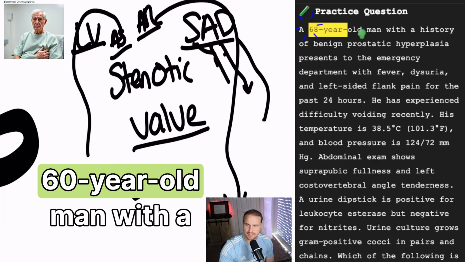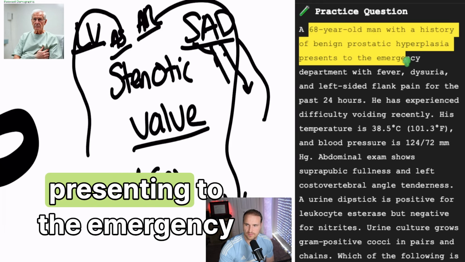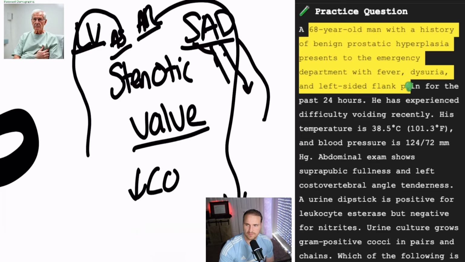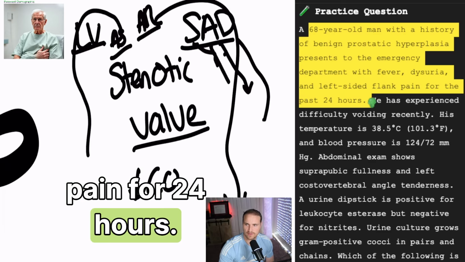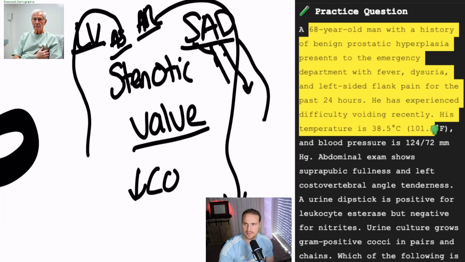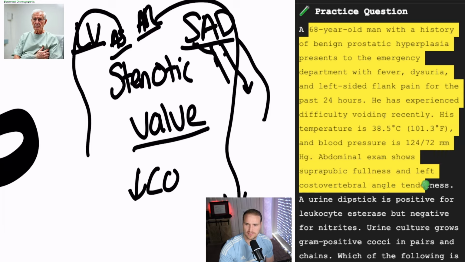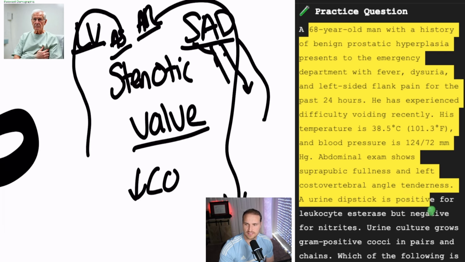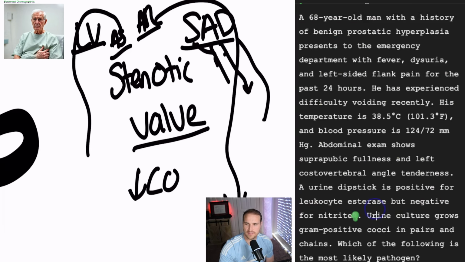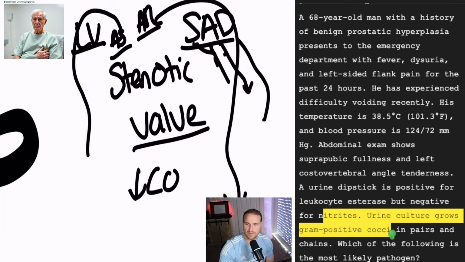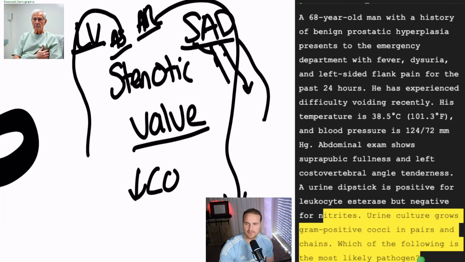For the next question, we have a 68-year-old man with a history of BPH presenting to the emergency department with fever, dysuria, left-sided flank pain for 24 hours, experienced difficulty voiding, temperature 101. Abdominal exam shows suprapubic fullness and left costovertebral angle tenderness. Urine dipstick is positive for leukocyte esterase, but negative for nitrates. Urine culture shows gram-positive cocci in pairs and chains. Which of the following is most likely?